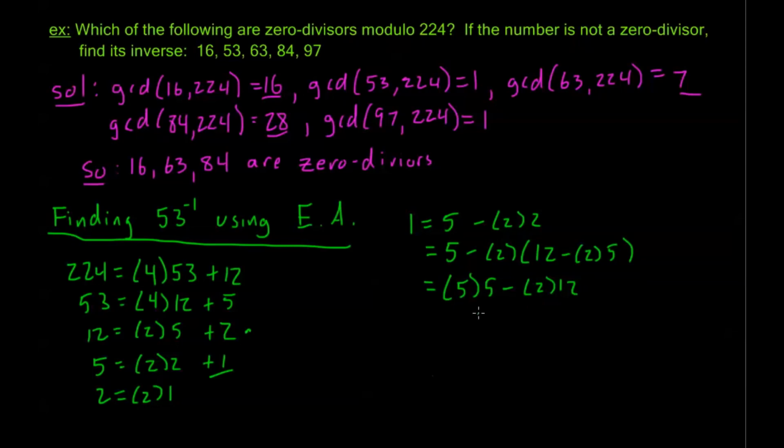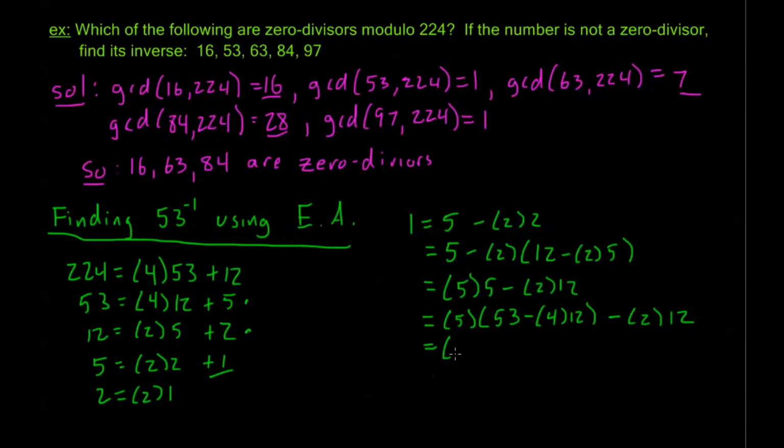Now I can sub in for my 5 from right here. 5 is equal to 53 minus 4 times 12. And I still have this minus 2 times 12. And just a quick note, sometimes you'll see people substituting in for 5 and 12 at the same time, and that's absolutely fine. I like doing it one at a time and then simplifying. The reason is if I substitute for 5 and 12 here, I'm still going to get another 12 right here, so I'm going to have to substitute in for 12 again. I'd rather just do it all at once.